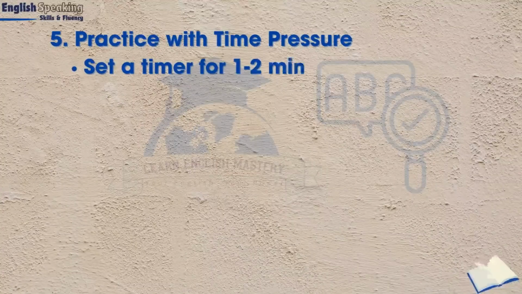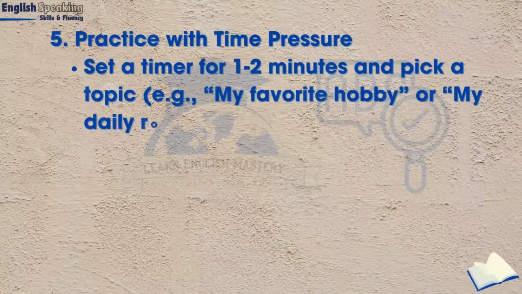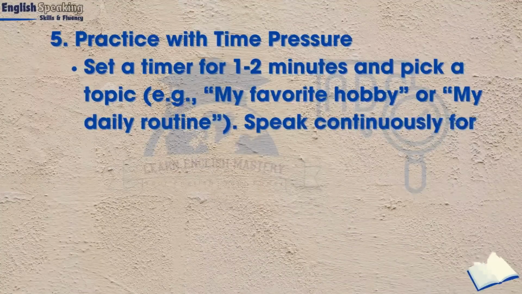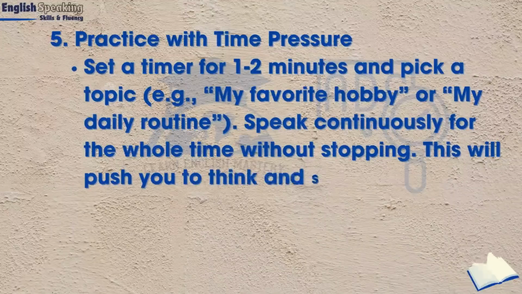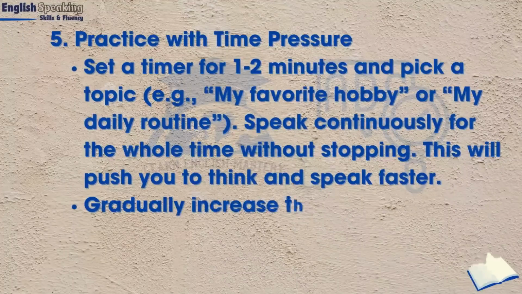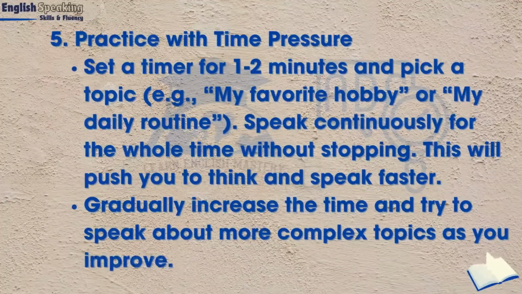Set a timer for 1 to 2 minutes and pick a topic, e.g., my favorite hobby or my daily routine. Speak continuously for the whole time without stopping. This will push you to think and speak faster. Gradually increase the time and try to speak about more complex topics as you improve.